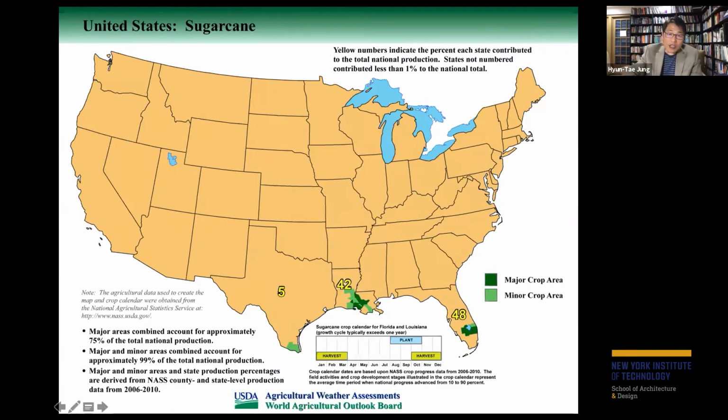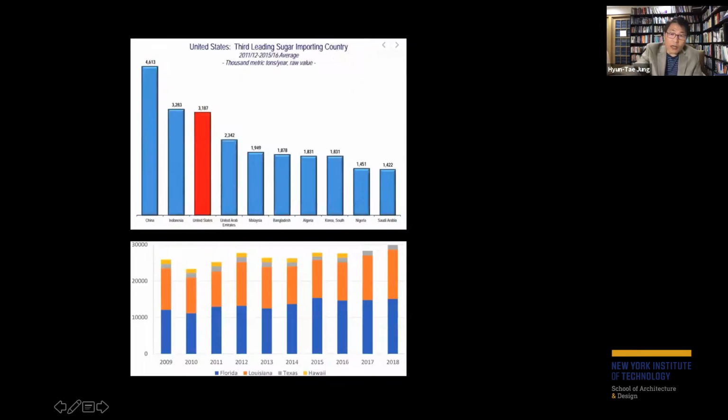And then you can see here, in 1940, about 42% of sugarcane came from the New Orleans area, Louisiana, and 48% coming from Palm Beach County, in South Florida, near the Everglades National Park. And then we'll talk about why.